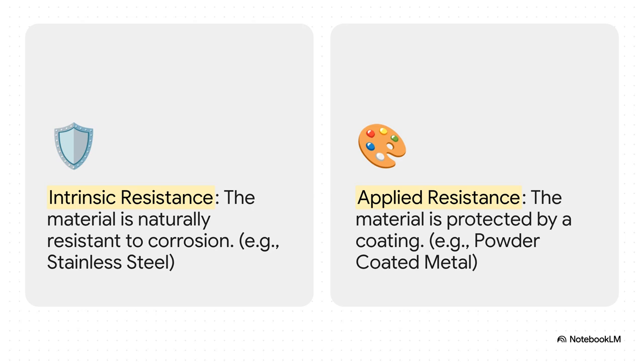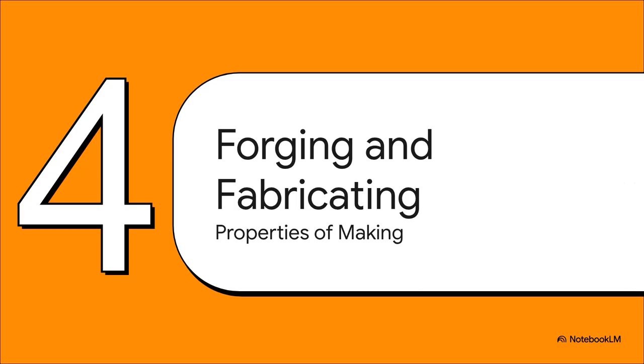And engineers have basically two ways to tackle this. They can pick a material that is intrinsically resistant, like stainless steel. It's got protection baked right into its chemistry. Or they can take a more vulnerable material and give it a suit of armor, like a layer of paint or a powder coating, to shield it from the outside world. Now, a material might be perfect on paper, right? Perfect density, great corrosion resistance, but if you can't actually shape it into what you need, it's completely useless.